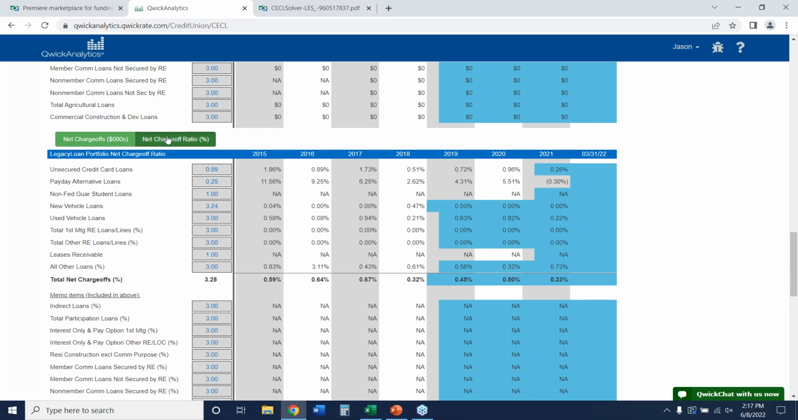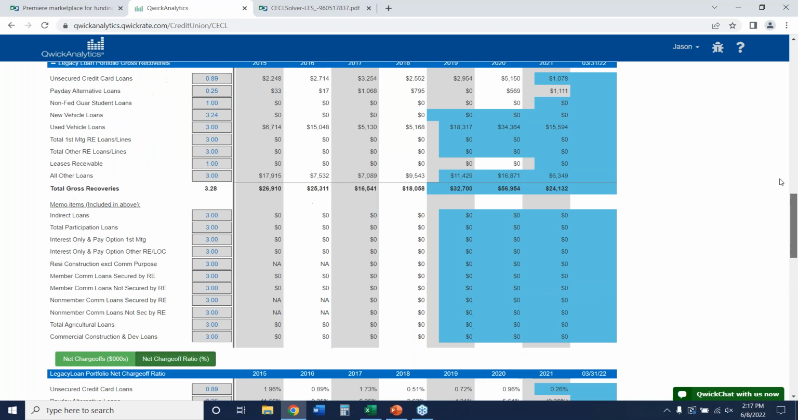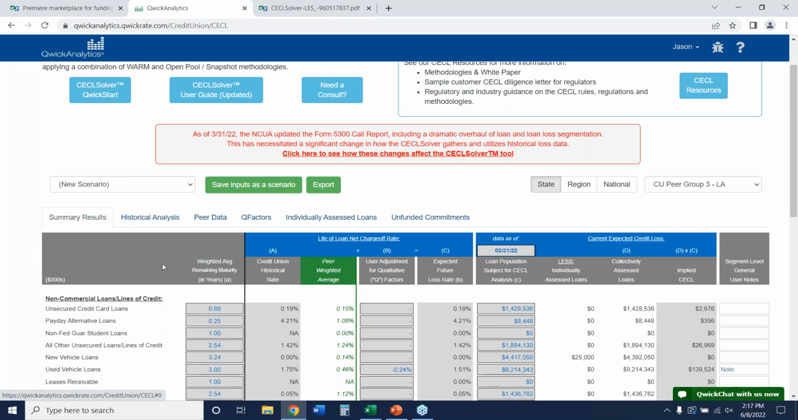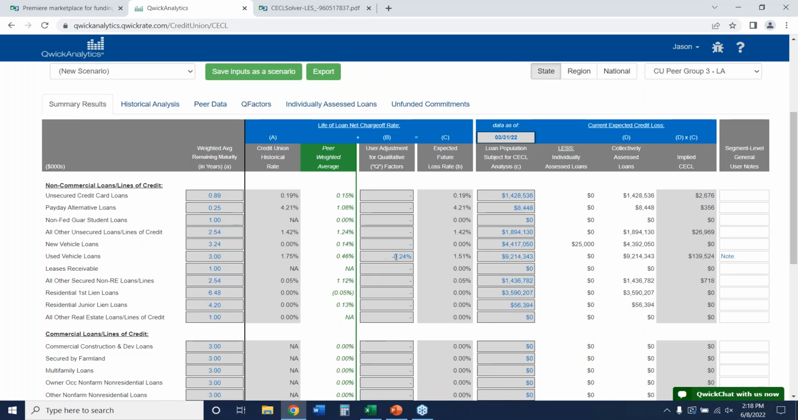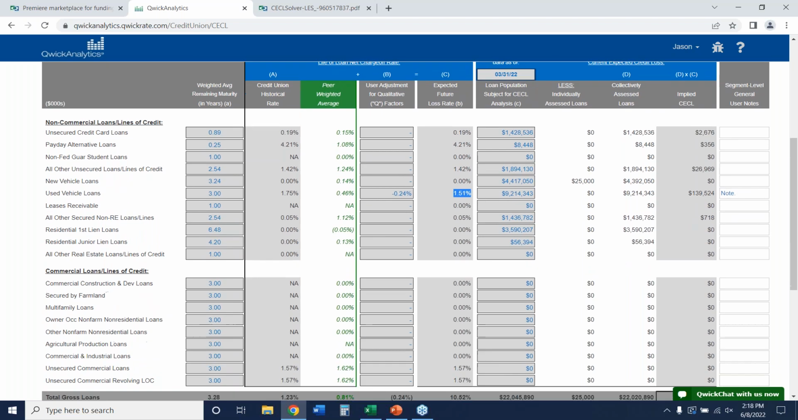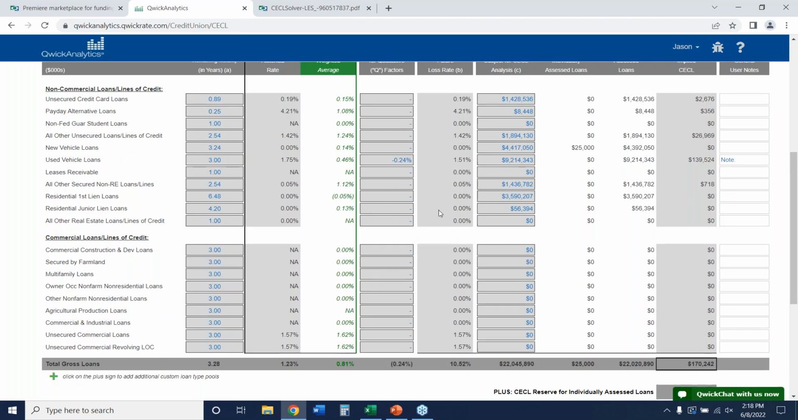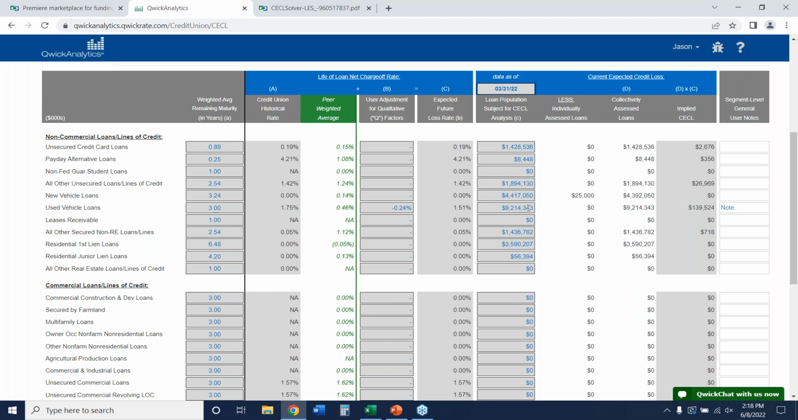So let's say going forward, I expect my losses to continue to stay low for this year and possibly into next. So I think I'm going to reduce my historic loss rate of 1.75 by about 25 basis points. And I'd say, hey, I think a 1.51 is really what I think my future expected loss rate is going to be. We take that number then and apply it to your current loan population, and then we get a reserve for that segment there.